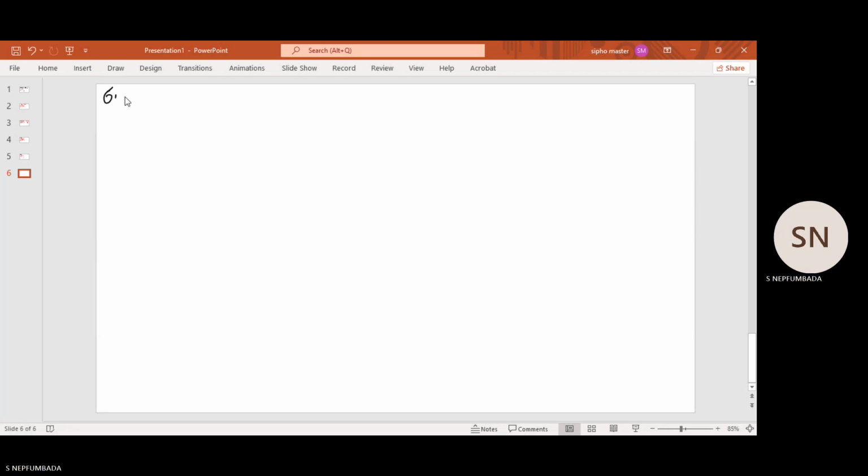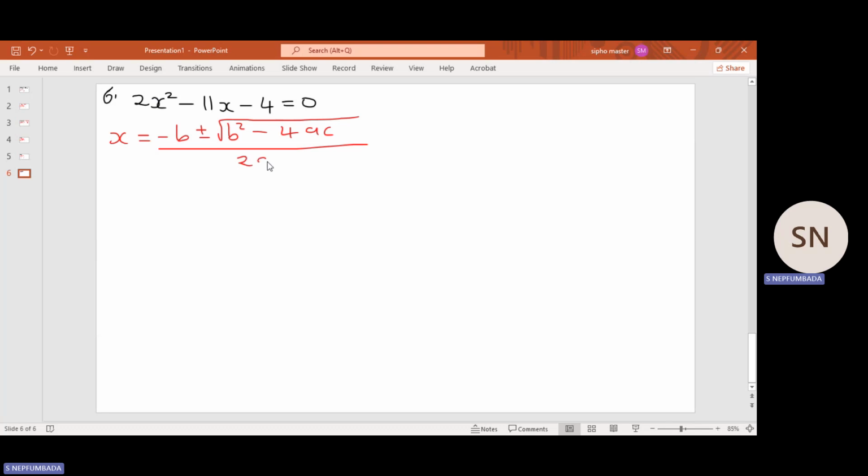So now, let's say we have this kind of equation: 2x squared minus 11x minus 4 is equal to 0. For this equation, we're going to use the what? Quadratic formula, and it is already in standard form. x equals minus b plus or minus the square root of b squared minus 4ac, all divided by 2a. So our b is negative 11.